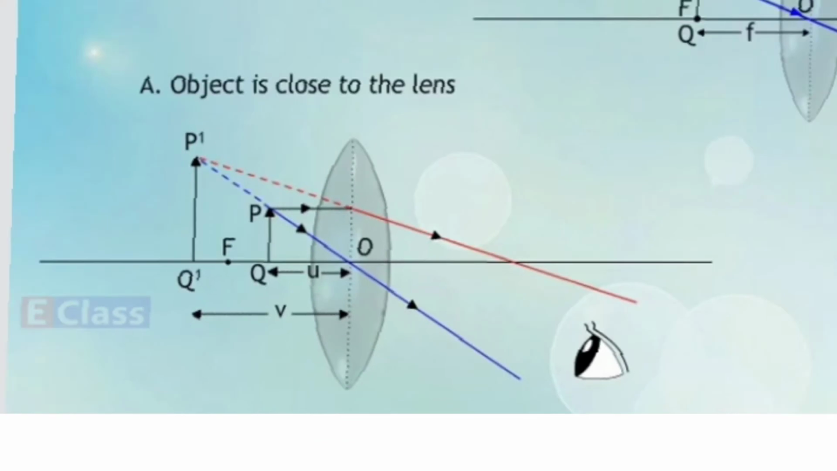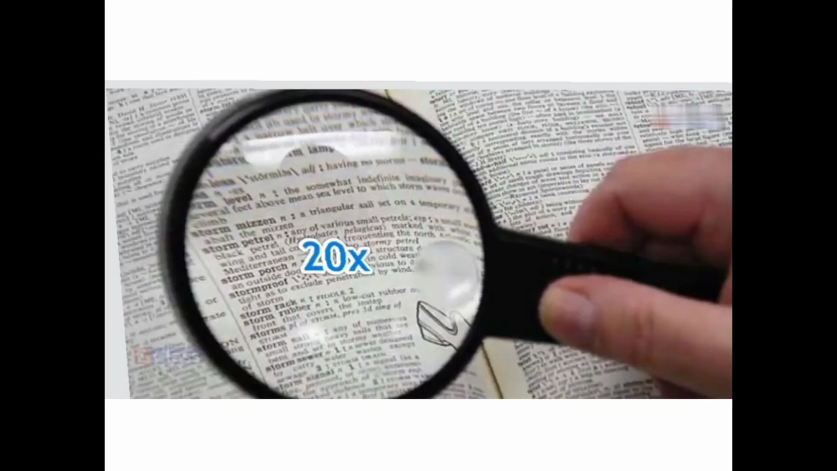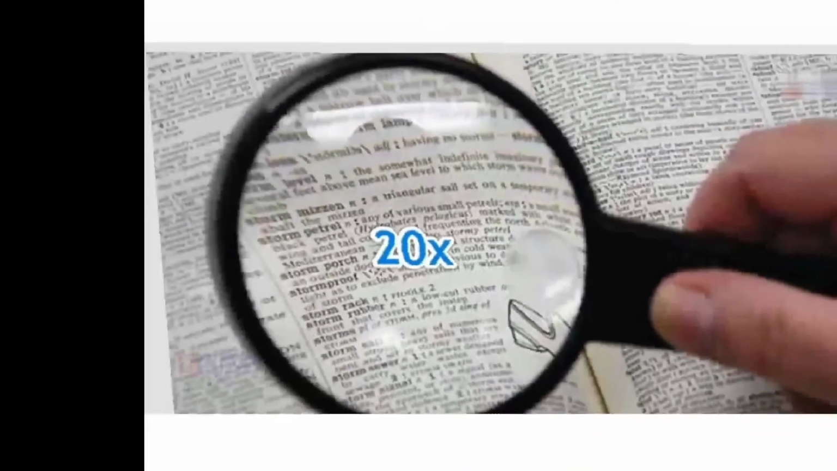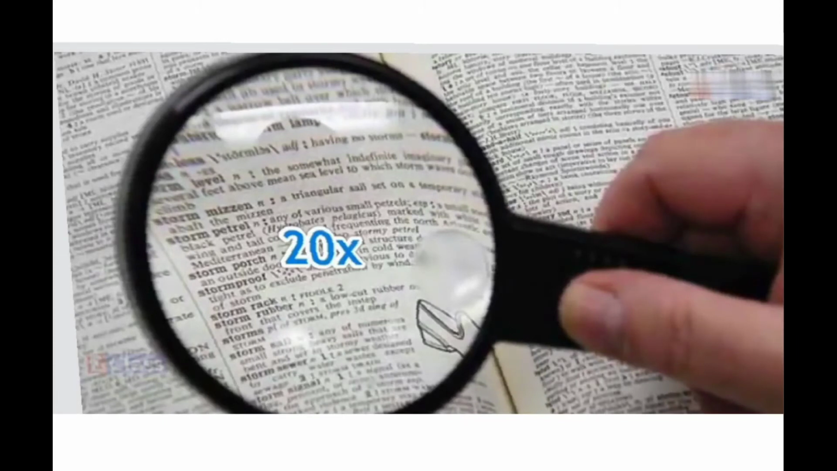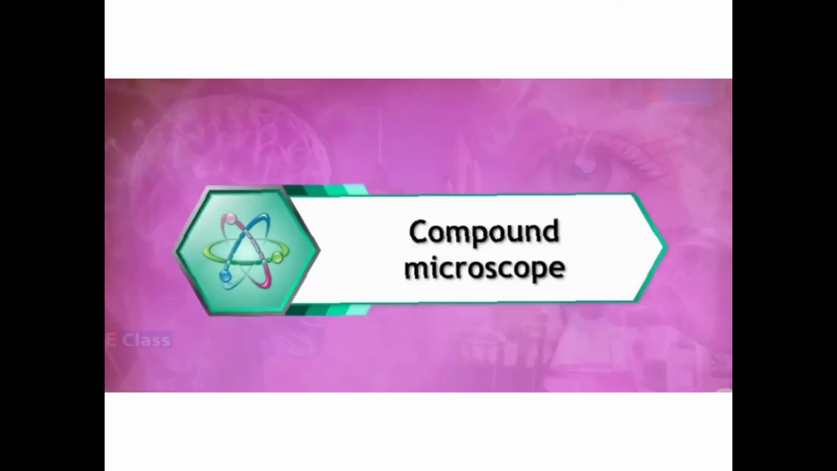Now after understanding about the simple microscope, see practically how it looks. See, this is the magnifying glass which is giving a 20 times larger image of an object. So very small dictionaries and all, they have very small fonts that can be seen using this magnifying glass. Now let us come to the next part, which is the compound microscope.